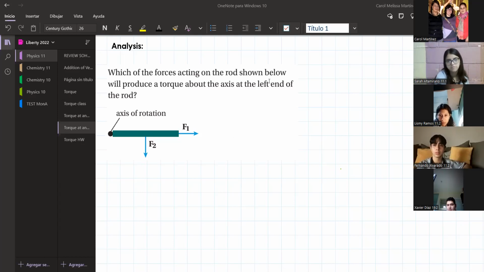F2. That is correct. So yes, it is correct.